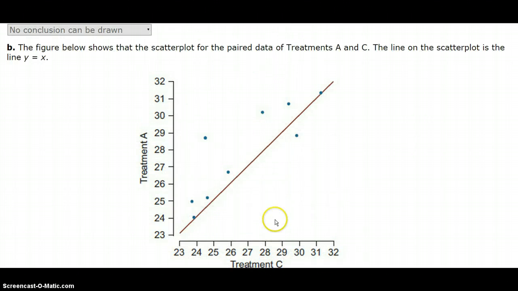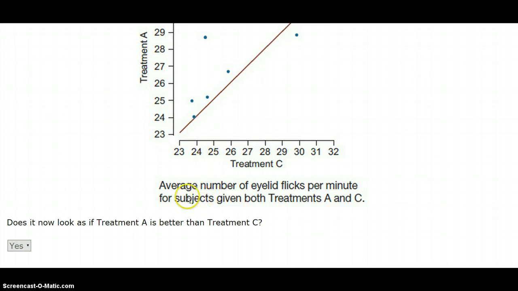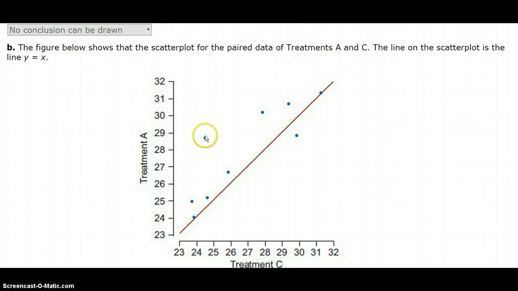Well, how would we know? We see that treatment C is on the x-axis and treatment A is on the y-axis. So the first thing we might want to do is figure out what a given dot here is. A given dot says average number of eyelid flicks per minute for a subject. So this is a subject that took A and C, like all the 9 subjects did, and we see that they had about 25 on treatment C, 28 something on treatment A.